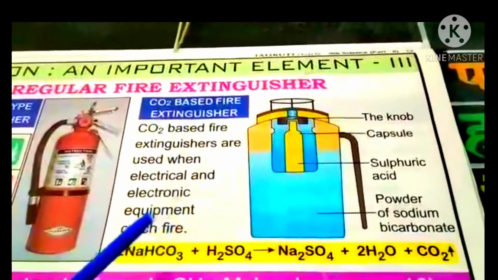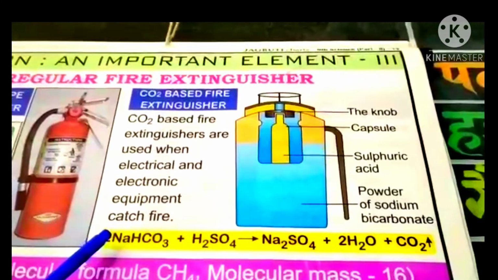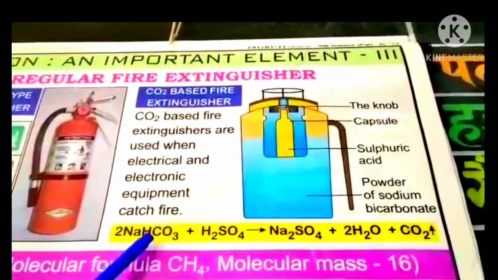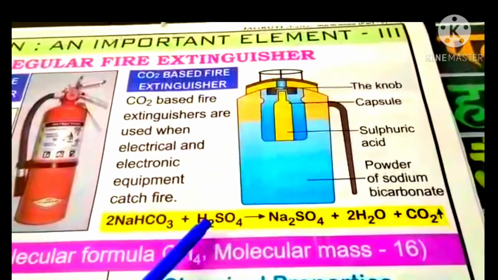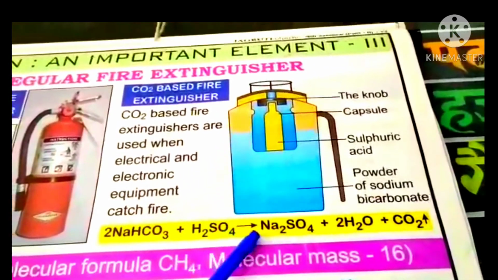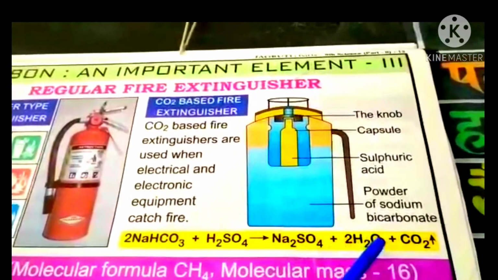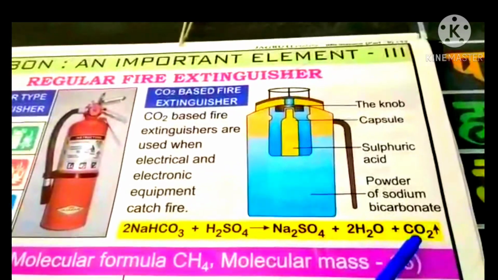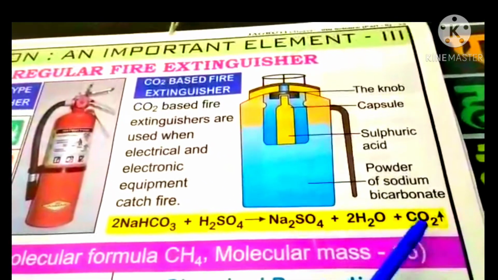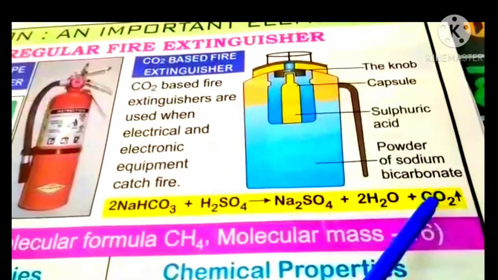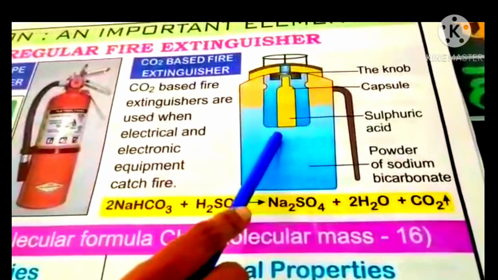So let's see the chemical reaction first. Sodium bicarbonate, Na2CO3, reacts with H2SO4, sulfuric acid. Then sodium sulfate, Na2SO4, water and carbon dioxide gas are released, and this released carbon dioxide gas is used for a fire extinguisher. Now how does the reaction take place in this cylinder?